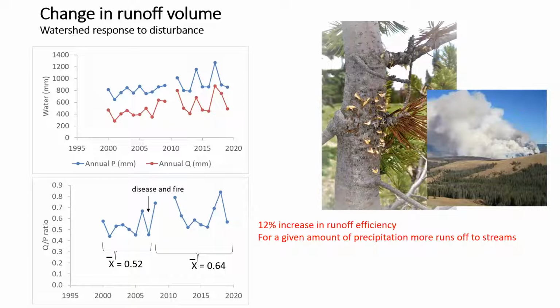And we see that before disturbance, about 52% of precipitation became runoff. After the disturbances of forest disease and fire, about 64% of precipitation became runoff. So this represents a 12% increase in runoff efficiency. So for a given amount of precipitation, more runs off to streams after disturbance.